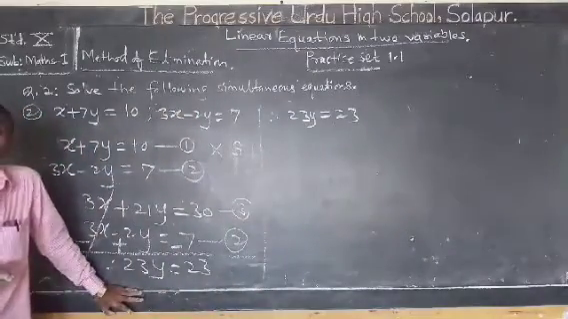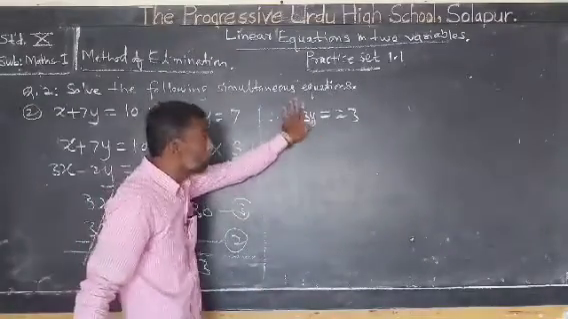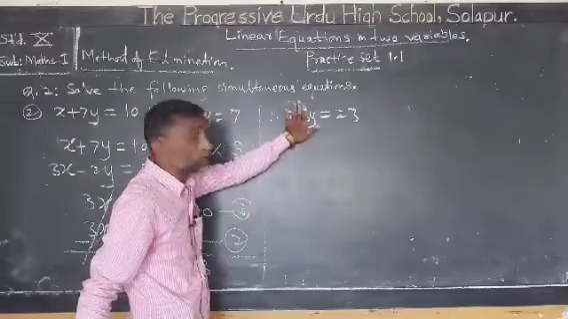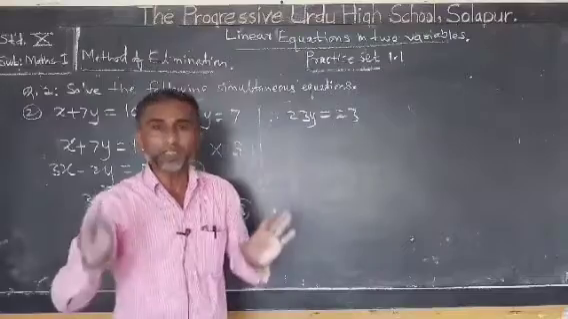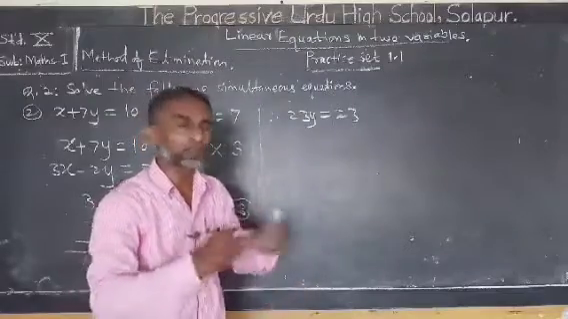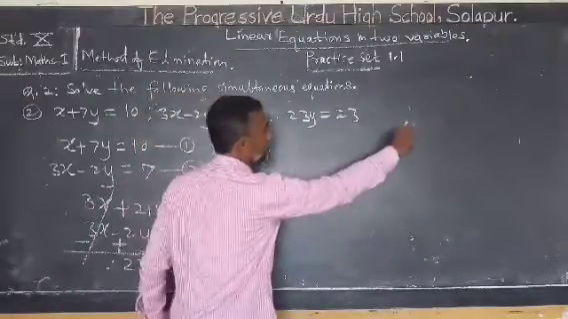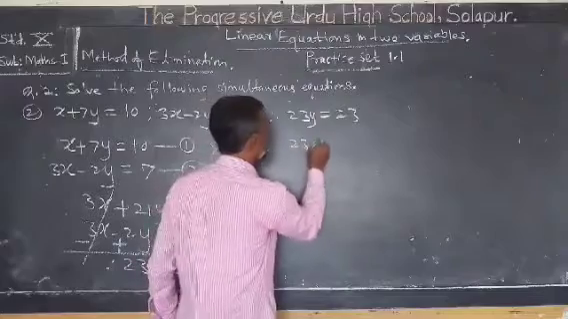Now, we have to find the value of y. We want y. We don't require the 23 here. For eliminating 23, we should divide each side of the equation by 23. Therefore, dividing both sides by 23.